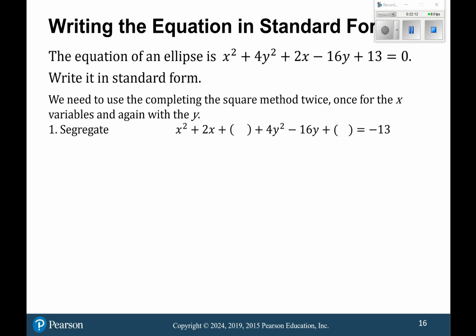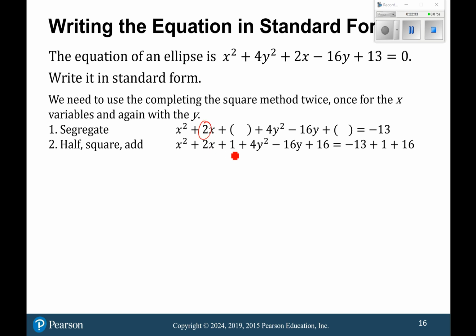Now again, this should look somewhat familiar to what we talked about in chapter 0, but now we're just doing it twice. Big deal. Again, half squared added to both sides. So in this case, half of 2 will give us 1. 1 squared is 1, so we'll add 1 here and we'll add 1 there.